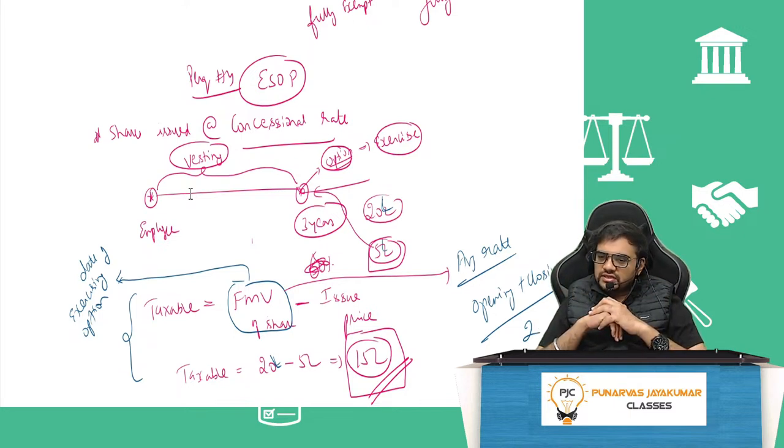So that 3 years that you are working, that is called as the vesting period. At the end of the vesting period, you will have an option to buy the shares. So, you can either exercise the option or you can choose not to exercise the option.